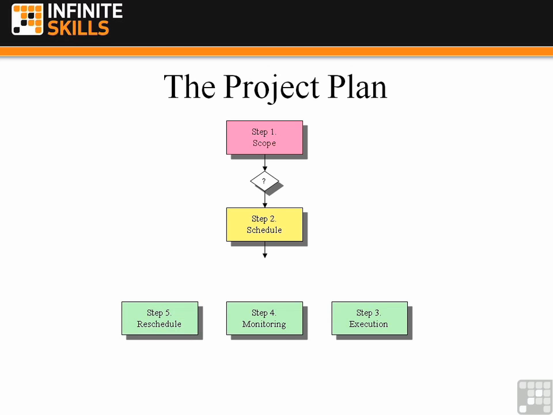Notice that those last 3 steps are all the same color because they end up becoming a circle of information, where we go from step 3, the execution, through to step 4, monitoring, step 5, rescheduling. We're back at the question box. Have we finished? No. Continue executing, monitoring and rescheduling. Notice how the little dotted line appeared there called the baseline. That's our measurement point that we are effectively monitoring ourselves against.